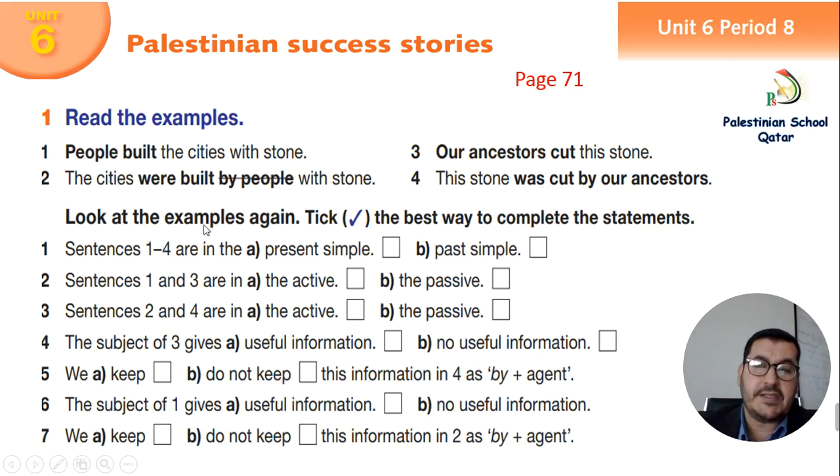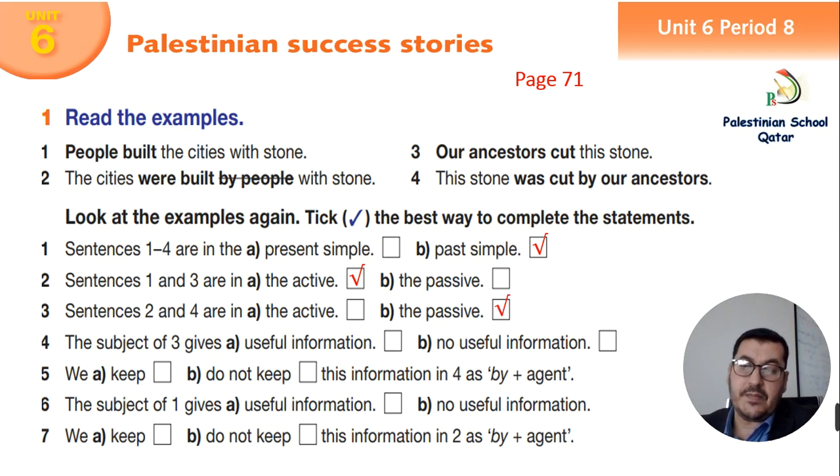Now look at the examples again. Take the best way to complete the statements. Number 1, sentences 1 to 4 are in the present simple or past simple. They are all in the past simple. Number 2, sentences 1 and 3 are in the active or passive. Number 1 and 3 are in the active voice. Number 3, sentences 2 and 4 are in the active or passive. Number 2 and 4 are passive voice.